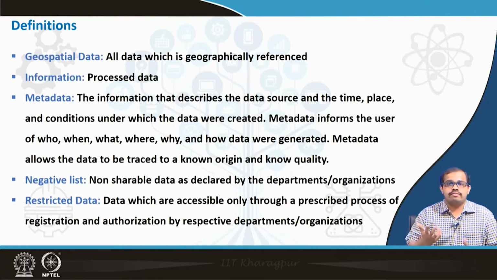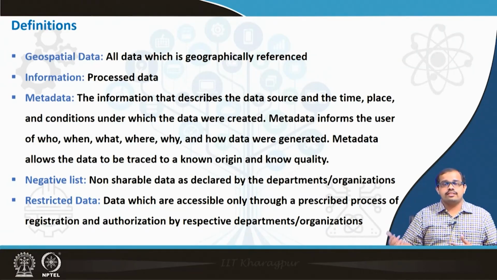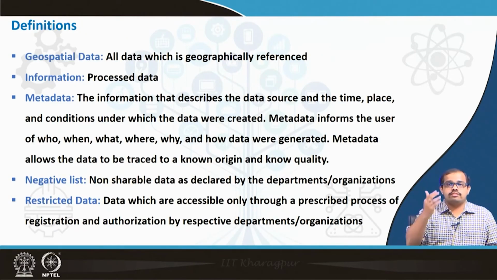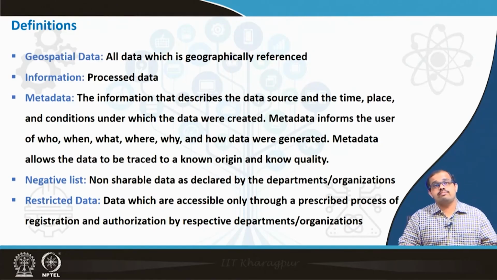So, you cannot have, let us say, 5 sets of data, 3 sets taken on a summer day and 3 sets taken on a rainy day to measure the temperature, and say that this is the temperature variation across 5 different days. That is not possible. So, it has to be a specific time, place and conditions have to be very clearly mentioned. Metadata informs the user of who, when, what, where, why and how the data is actually created. Metadata also allows the user to trace the known origin and known quality. This is also the same OGC standard that comes out here in NSDI.